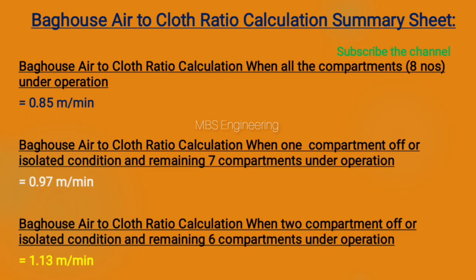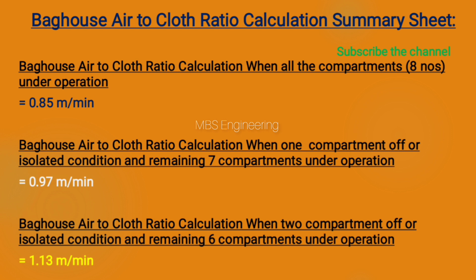Please refer to the below summary sheet. Based on the data and equations, the baghouse air to cloth ratio when all 8 compartments are under operation is 0.85 meter per minute. The next condition is the baghouse air to cloth ratio when 1 compartment is off or isolated and the remaining 7 compartments are under operation. In this condition, the ACR is 0.97 meter per minute.